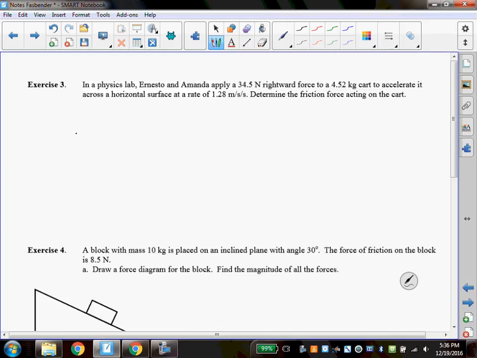Now that was a lot of information given to us, so let's try to make some sense of that information by drawing a force diagram. Now this cart is sitting on a table, and that table is horizontal, so we know there must be a normal force and a gravity force, and they must be equal to each other. Now we're told that we apply a force to the right, and it is a 34.5 Newton force. And there must be some kind of a friction force going to the left, and we don't know how big that friction force is, but we want to know.